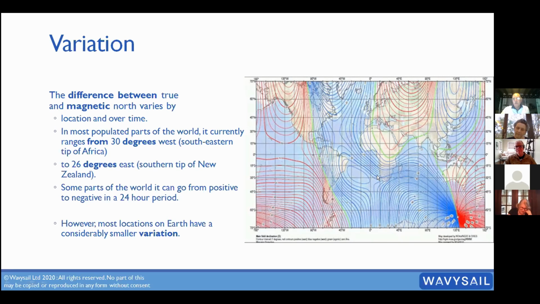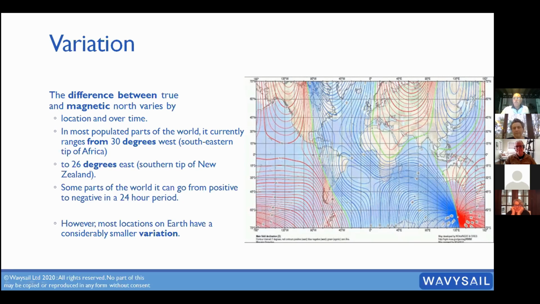So down here where I am, it's around 23 to 25 degrees. In the middle of the Atlantic just here, it's around 30 degrees. As you come down towards New Zealand, you can see a much, much bigger variation. Now, this is obviously unpopulated. This is very, very far south. But here in New Zealand, it's about 26 degrees. So you can see how it massively changes around the world.